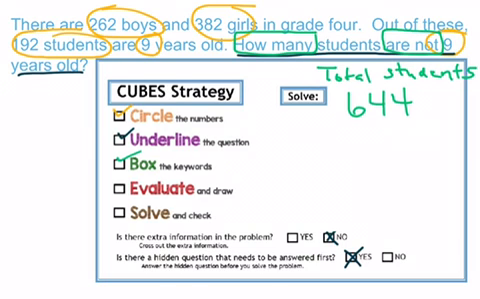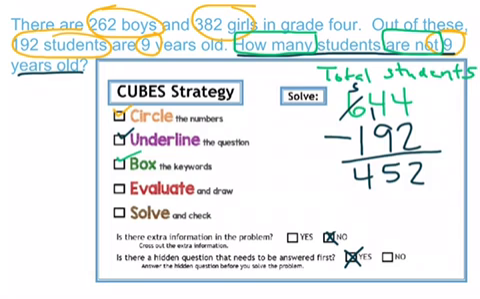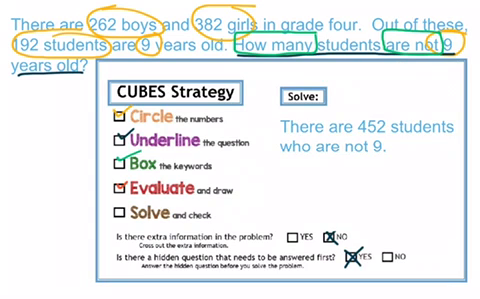So we're going to take our 644, we're going to subtract 192, which we get 452 left from that. And so our answer would be there are 452 students who are not 9. So maybe they're 8, maybe they're 10, maybe they're 11, but we wanted to know how many students were not 9. That's how many of all of the students are not 9.